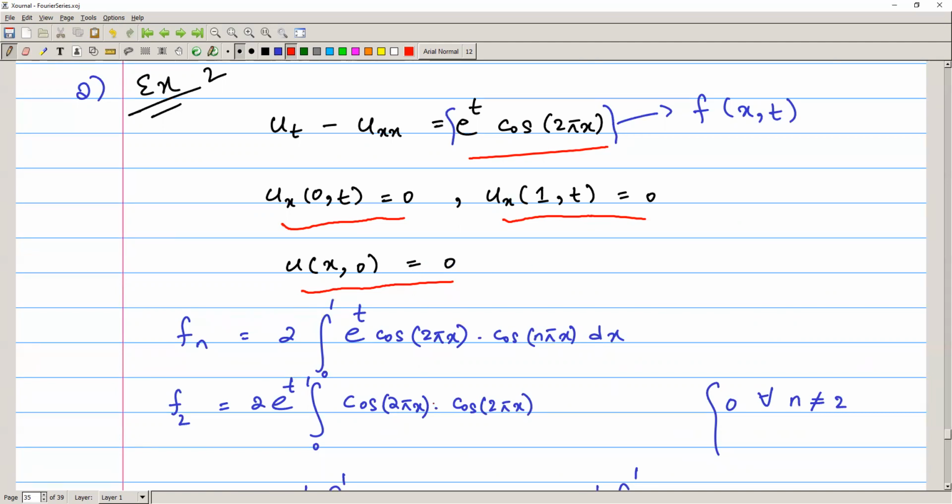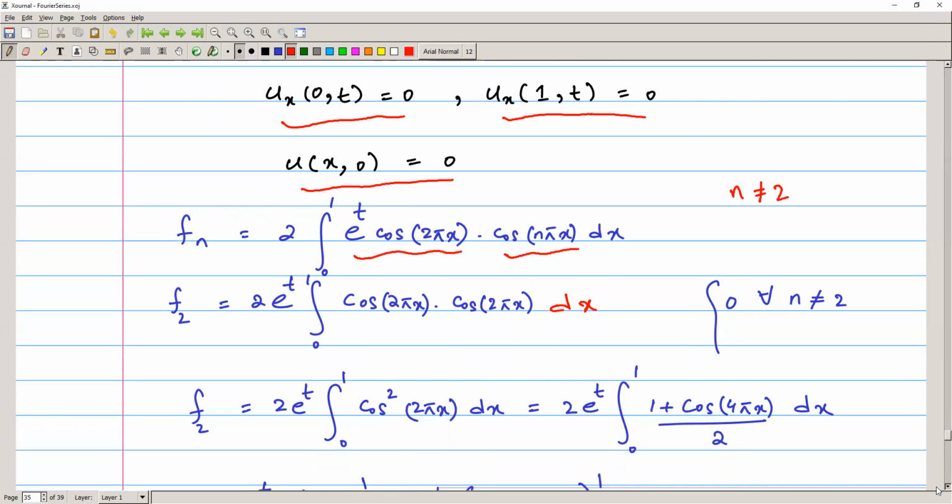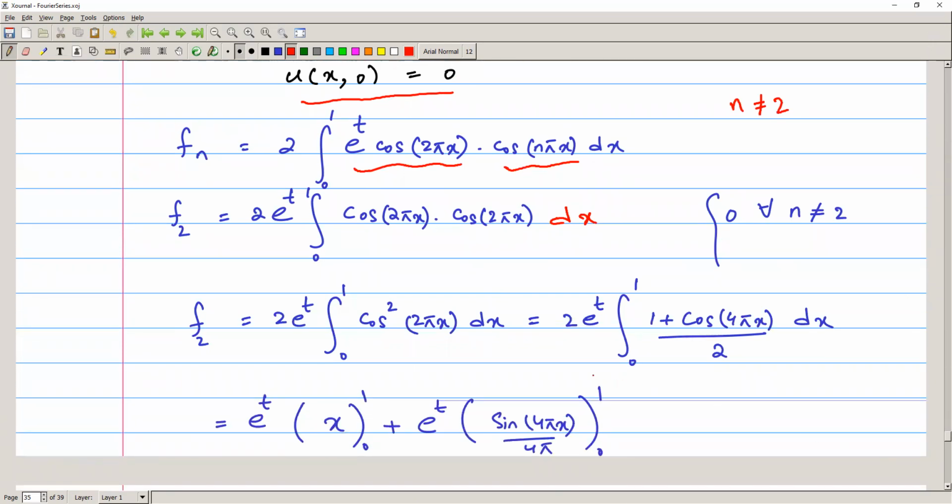So Fn is equal to the integral of the function of x,t times cosine n pi x. That is the eigenfunction for this problem. And we know that e to the power t we will treat as constant here, so we'll move it outside the integral. And when we solve this cosine 2 pi x times cosine n pi x, when n is not equal to 2, we will get 0, right? This integral will be 0. And when n is equal to 2, then we will have the solution for this integral. Here we have solved that, right?